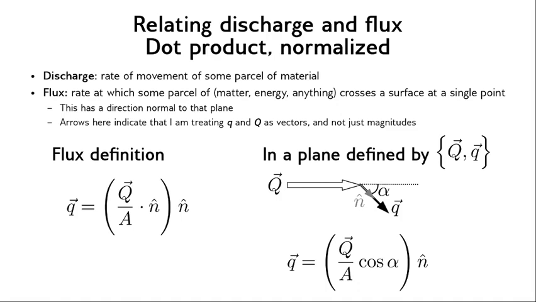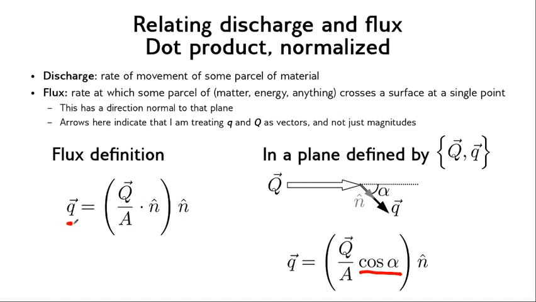All right, so let's relate discharge and flux. And the deal here is to use the dot product. If you're not familiar with the dot product, go online, Google it. You're going to find it out. But basically, this thing on the right here where I just add this cosine of the angle alpha, that's your answer. So going back to the left.